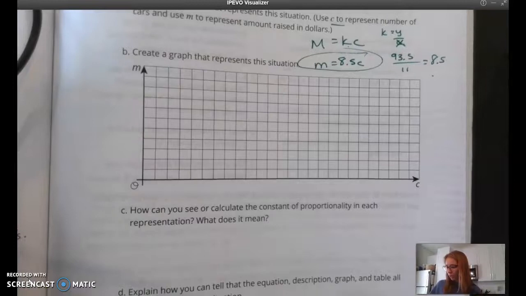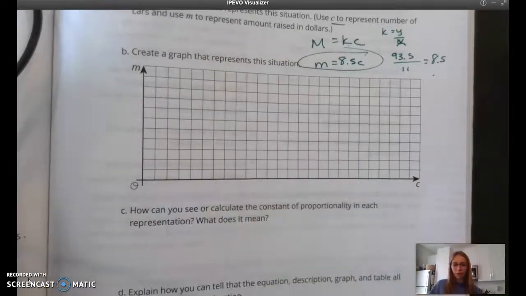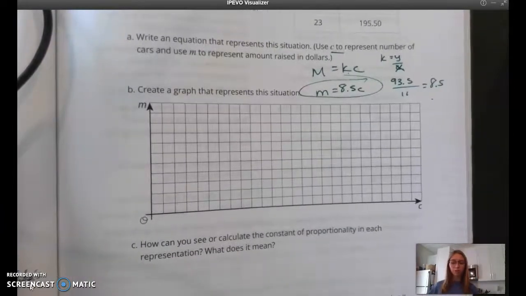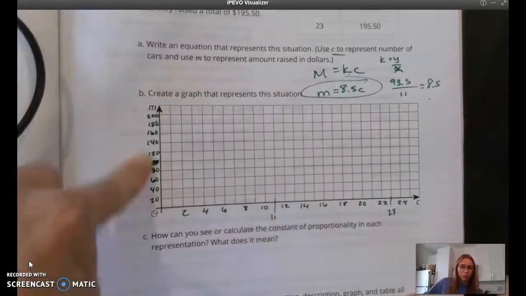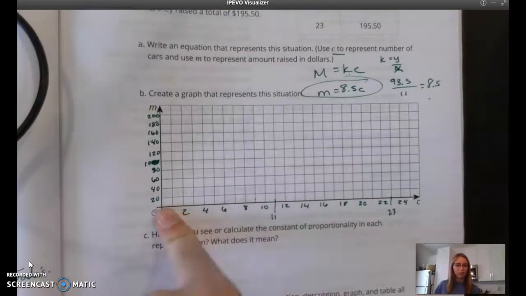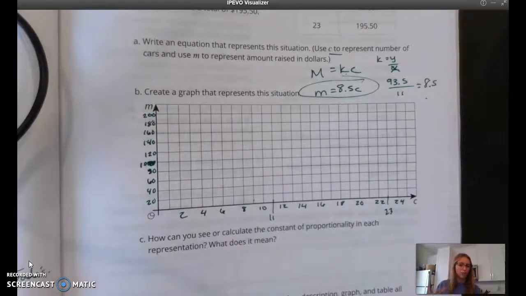So in order to do that, we need to make sure our graph is scaled for the numbers that we have. So I'm going to go ahead and fill this out, and then you guys can copy it down. Alright, so I went by 20s here so I could get all the way to 200, and I just did 1 for each of these, but I just counted by 2s to leave more space.